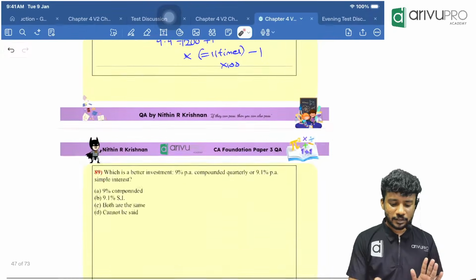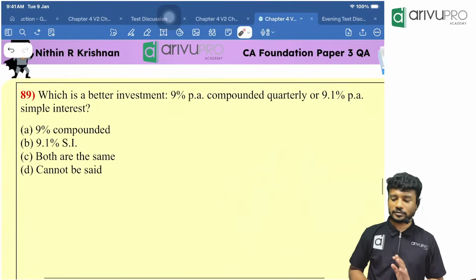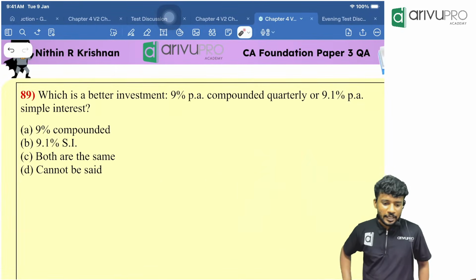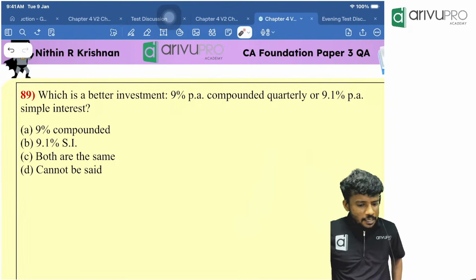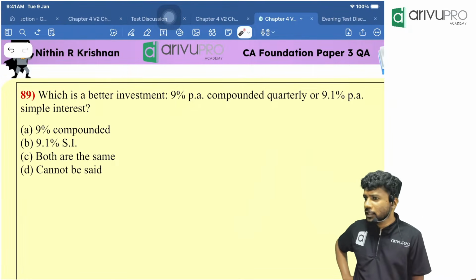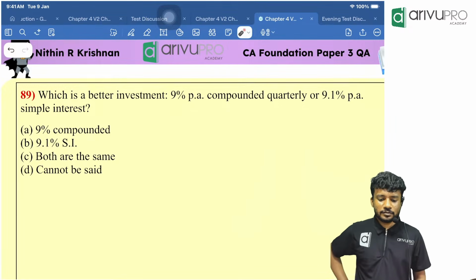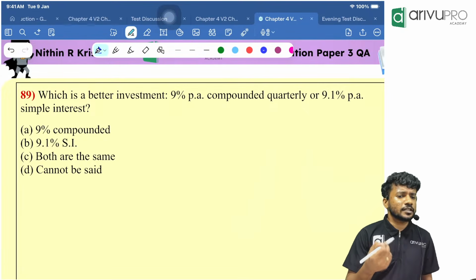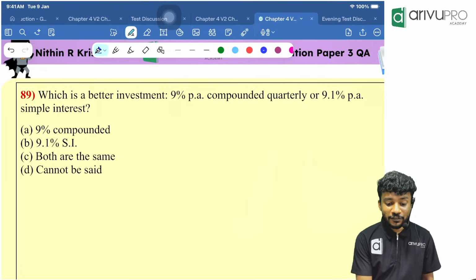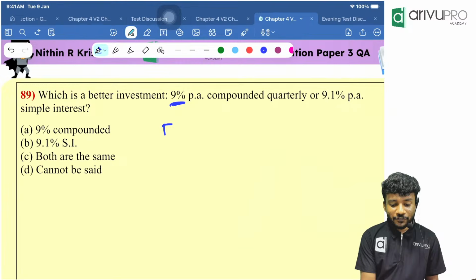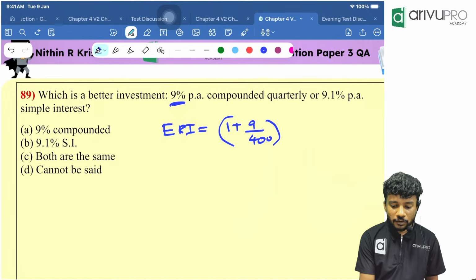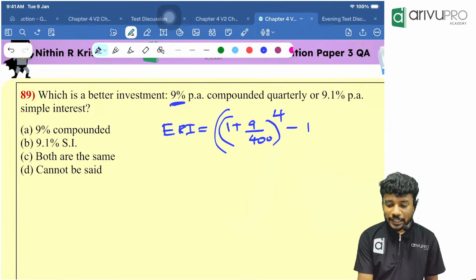Which is better is the question. Try. Which is a better investment, 9% compounded quarterly or 9.1% simple interest? How will you say which is correct? For that, we need to find the effective rate of interest. Can I say 1 plus 9 divided by quarterly means 400, the whole power 4 minus 1, into 100.